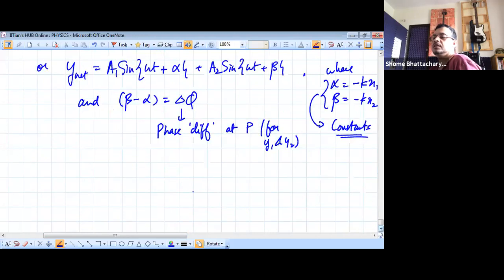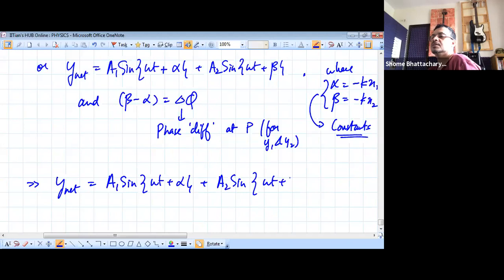So now, in terms of the phase difference, we can write the net as A1 sine omega t plus alpha plus A2 sine omega t plus alpha plus this phase difference delta phi. So we can write beta as alpha plus delta phi, where delta phi is a constant. This phase difference is constant because they are coherent waves.